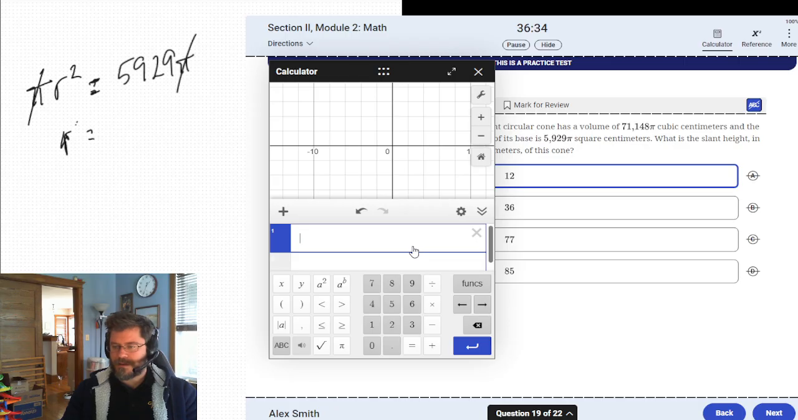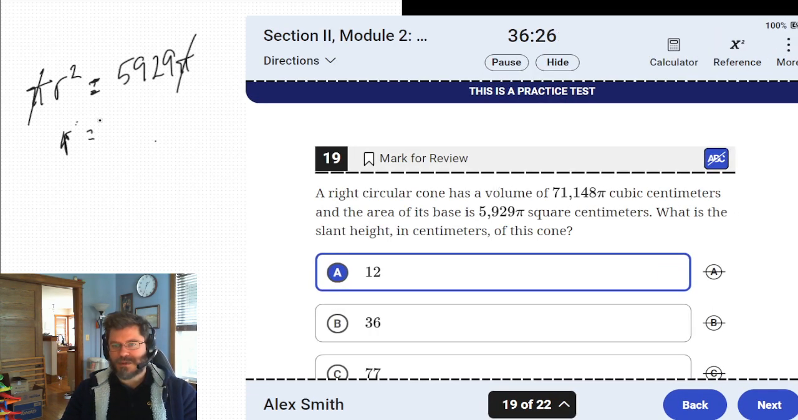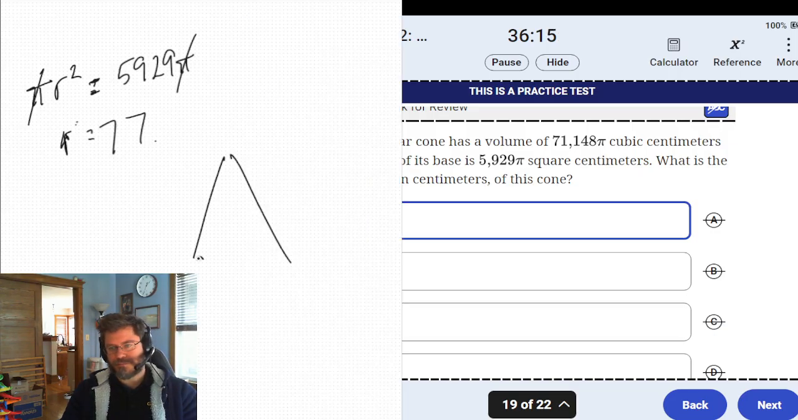So the square root of 5929 is 77. But we're not done. I see that's one of the answers. They want the slant height of the cone. So a cone, roughly speaking, is going to look like that. It has kind of a coney shape to it. Imagine this is all curved. So the radius, which we just calculated, is 77. That's the radius. They want this slant height here.